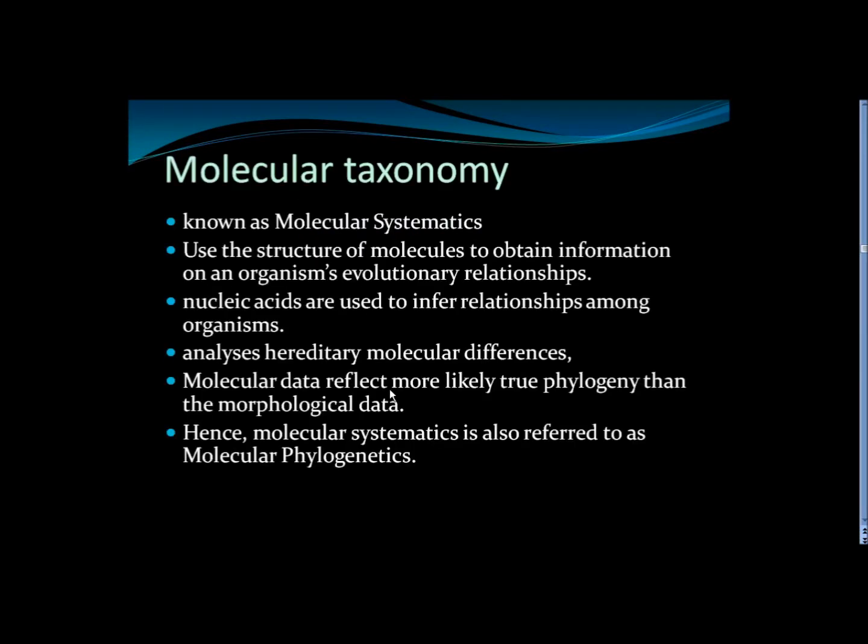Let us move on to molecular taxonomy. Molecular taxonomy is also known as molecular systematics and molecular phylogenetics. It uses the structure of molecules to obtain information about an organism's evolutionary relationships. Mostly, nucleic acids are used to infer the relationship among the organisms. It analyzes the hereditary molecular differences, and molecular data reflect more likely true phylogeny than the other data, mostly morphological data.